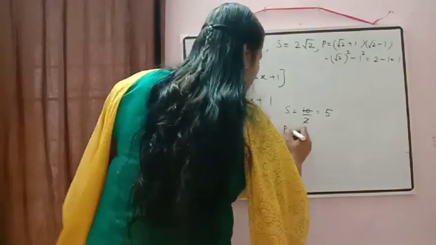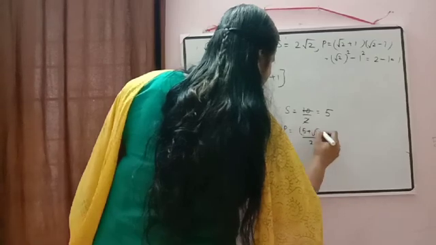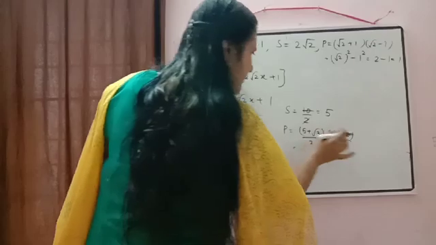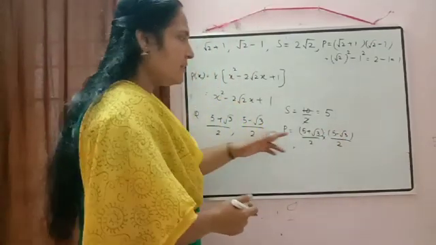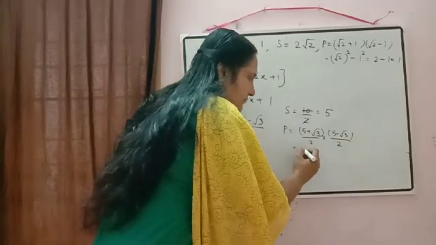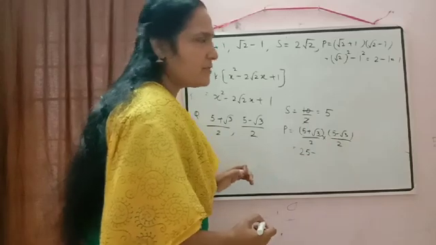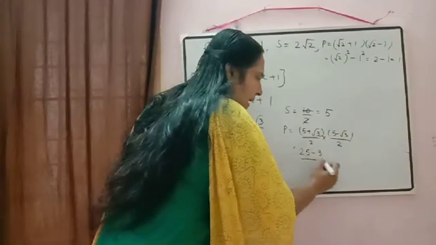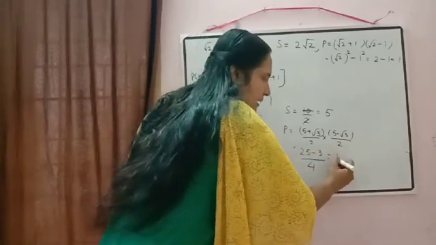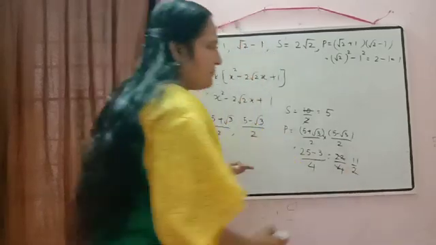Now the product of the zeros. Then we will get 5 plus root 3 by 2 into 5 minus root 3 by 2. Now in the numerator we can use the identity a plus b into a minus b. So we will get 5 square, which is 25, minus root 3 square. Root 3 square is 3, and in the denominator 2 into 2 is 4. 25 minus 3 is 22 by 4, which is equal to 11 by 2.